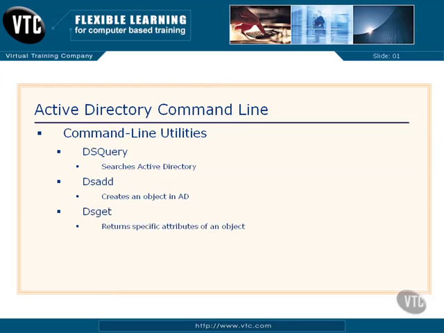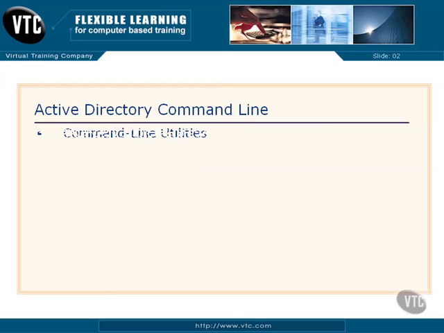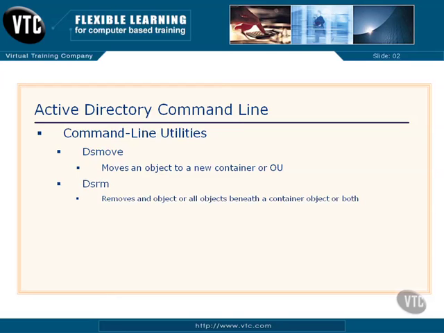dsget will go out and return specific attributes of an object. So if I want to see what different attribute values are, I can use that. dsmod will modify specific attributes of an object. And then we continue on with dsmove. dsmove will move an object to a new container or an organizational unit. And then dsrm will remove an object and all the objects beneath a container, or both.